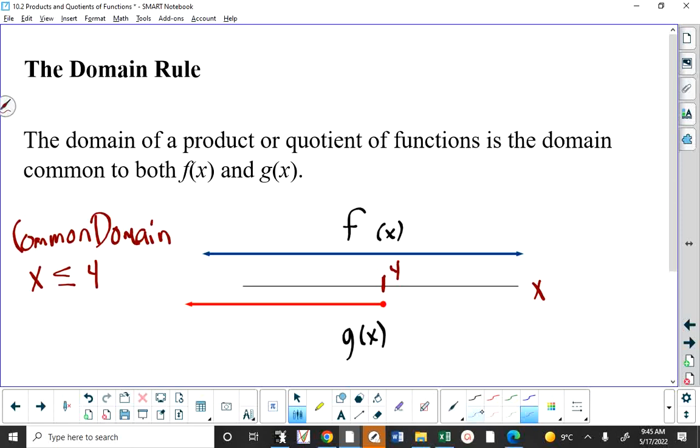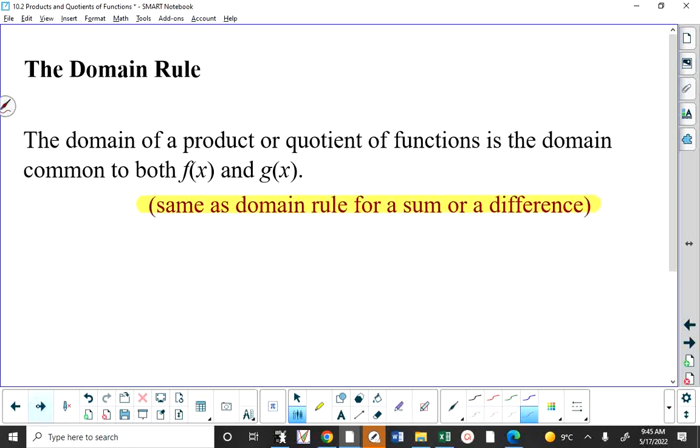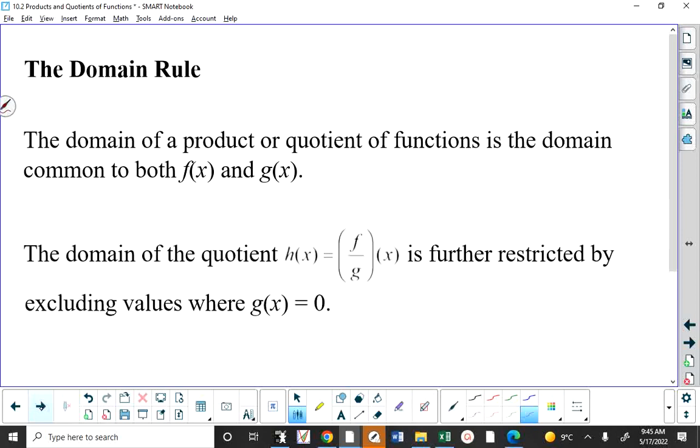All I'm telling you is the same thing is true if you're multiplying or dividing, with an exception. This domain rule is really the same as the rule for a sum or a difference. But because we're not allowed to divide by 0, the domain of a quotient has a further restriction, and that's that you have to exclude values of x from the common domain if they result in division by 0.